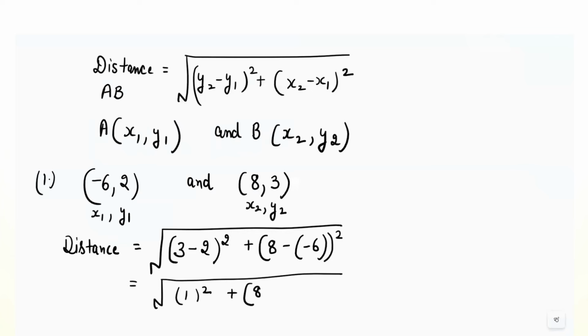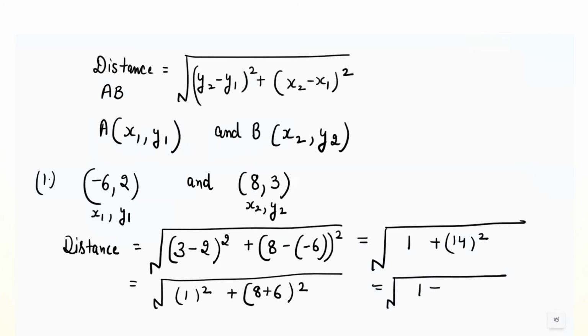So 8, negative into negative is positive, plus 6, whole square, which is equal to the square root of 1, because 1 square is 1, plus 14 square. 14 square is 196, and we get the square root of 197. If you calculate the square root of 197, you will get 14.035, which is approximately 14.04 when we round off the value.